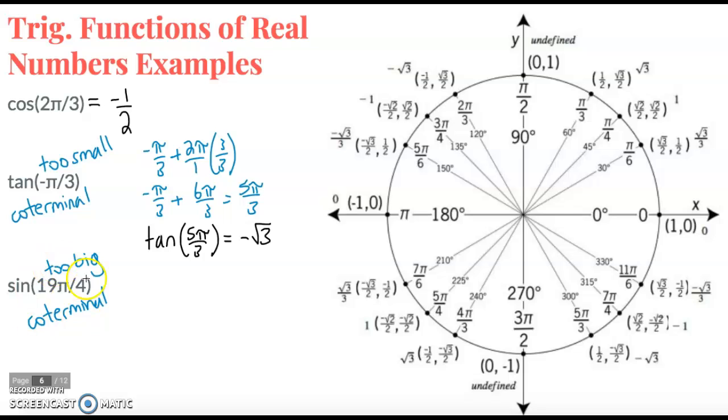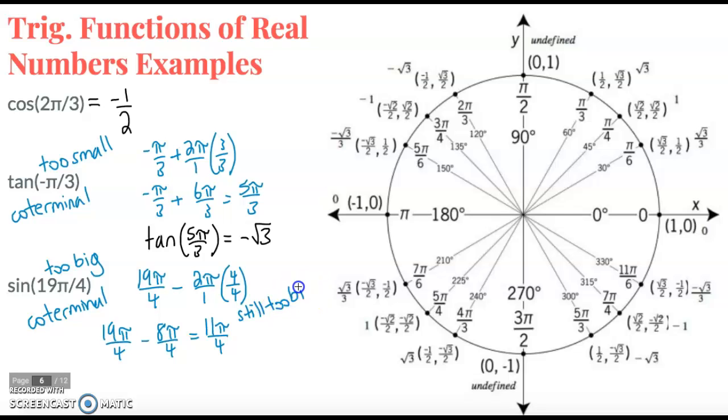And then for one that's too big, we want to subtract full circles from it because 19 pi over 4 isn't on our unit circle right now. It's too big, so we'll subtract full circles from it. 19 pi over 4 minus 2 pi. Again, make sure you get those common denominators first. So then it turns into 19 pi over 4 minus 8 pi over 4, which is 11 pi over 4, which is still too big. So we'll do it one more time. So you can subtract one more circle from it.